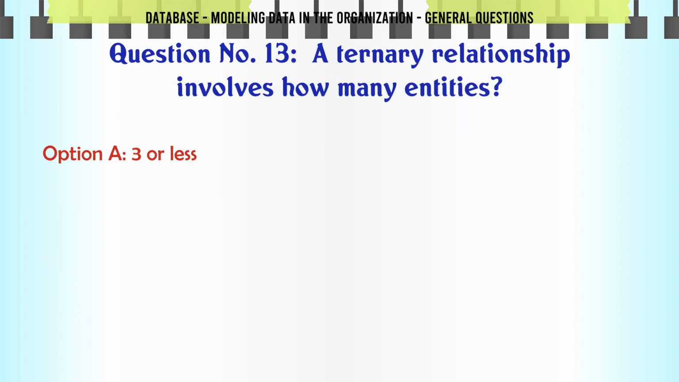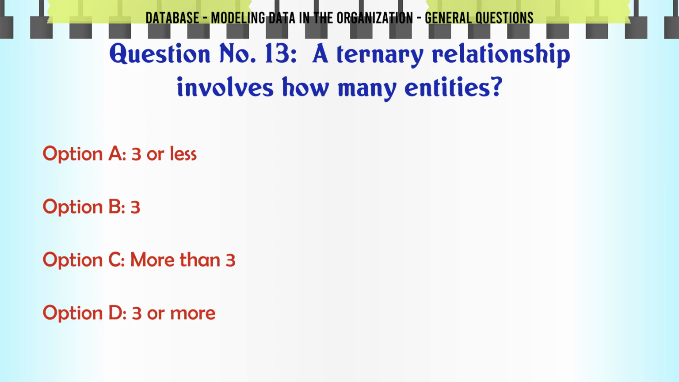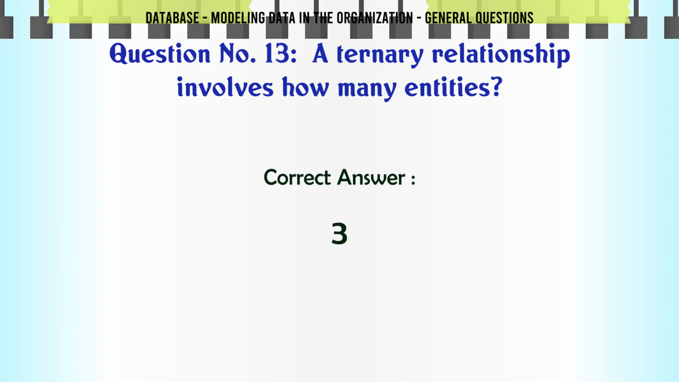A ternary relationship involves how many entities? A. 3 or less. B. 3. C. More than 3. D. 3 or more. The correct answer is 3.